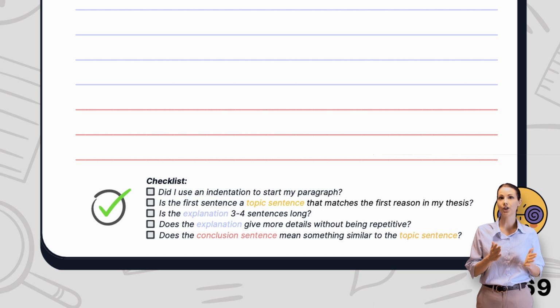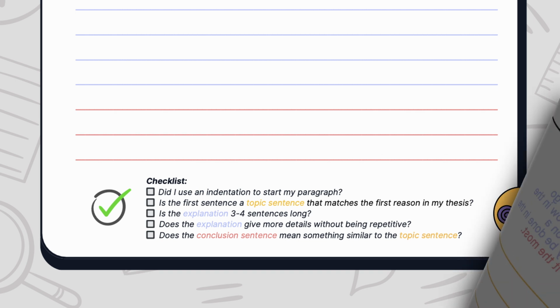Does the explanation give more details without being repetitive? Does the conclusion sentence mean something similar to the topic sentence? Did you check these all? If you did, go on to body paragraph 2.